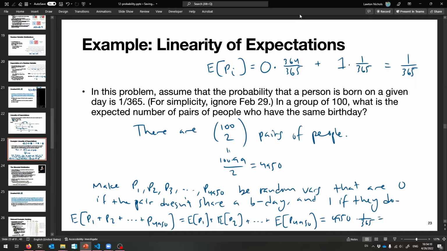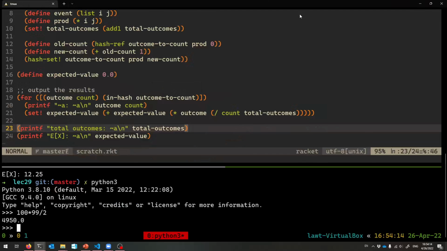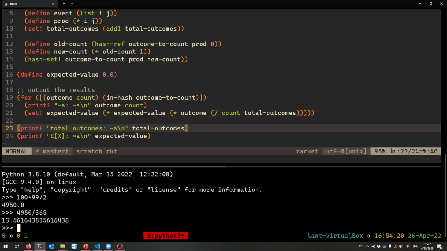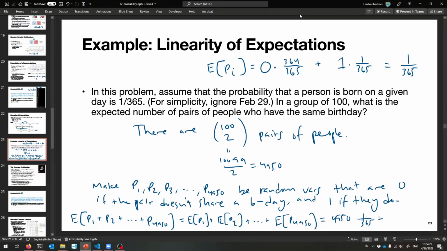Which is equal to, apparently I did this before, but we can do it again. 4950 times 1 over 365, so just divided by 365, is 13.6. So you can expect to see 13.6 pairs of people in a group of 100 who share the same birthday. And that's an interesting thing to notice, okay?